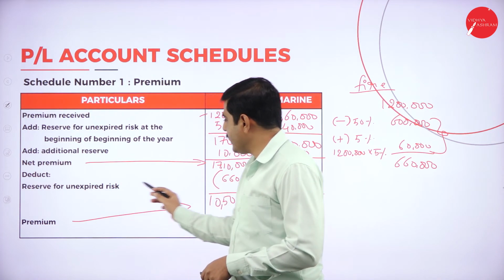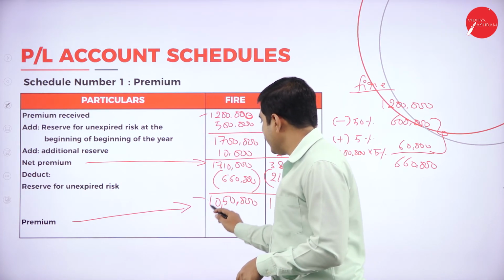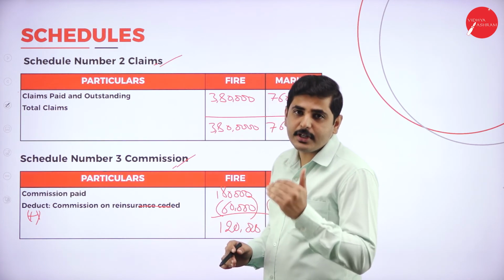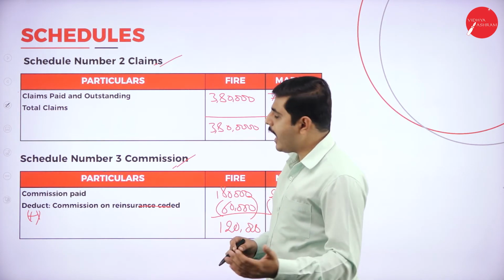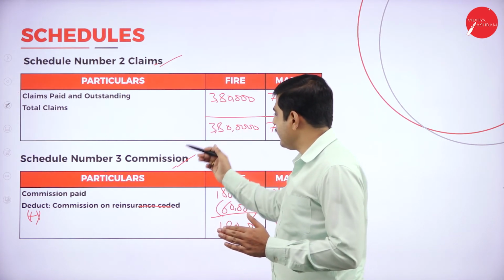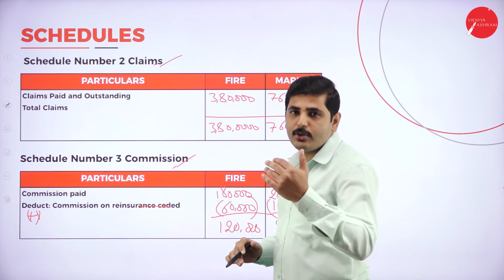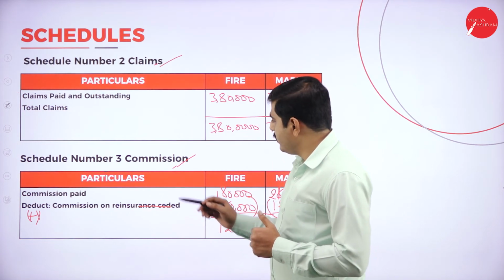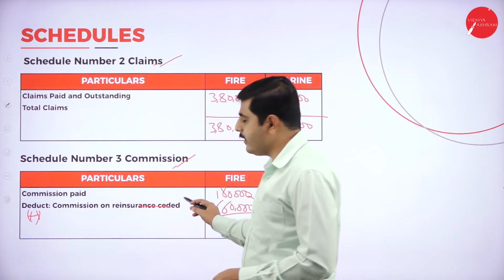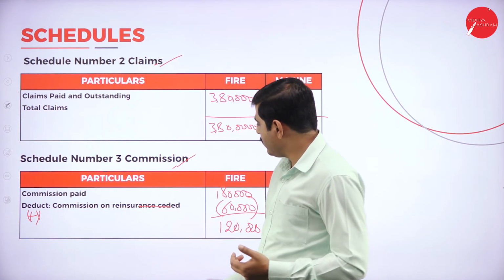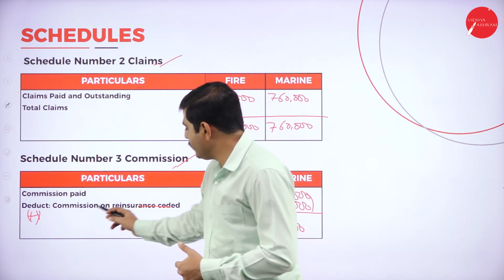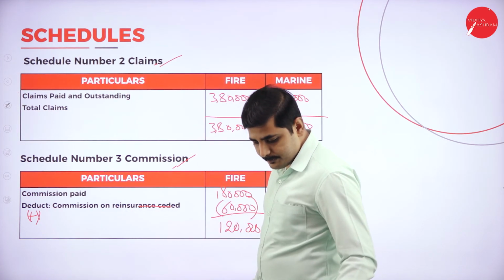Next one, reserve for unexpired risk is over. So whatever amount we get is the actual premium. Next one, claims. If you have any outstanding of the current year, we have to add it. If you have any outstanding of the previous year, we have to deduct it. Here also commission, outstanding of the current year, add. Previous year, deduct. Again, commission on reinsurance ceded, deduct. Commission on reinsurance accepted, add.